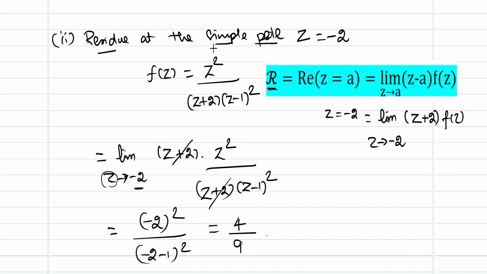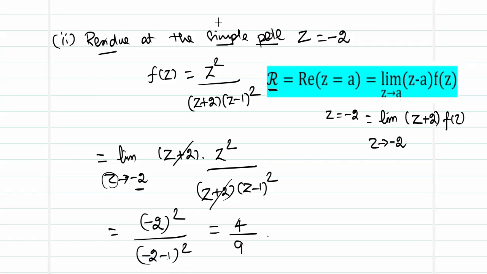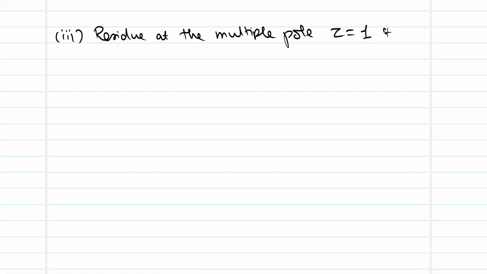So I have got the residue at the simple pole. What is the next task for me? I need to also find the residue at the second pole. What is the second pole? It is the point z is equal to 1, but it is a multiple pole. So the next target is, we will add a slide to find the residue at the multiple pole z is equal to 1, which is of order 2.